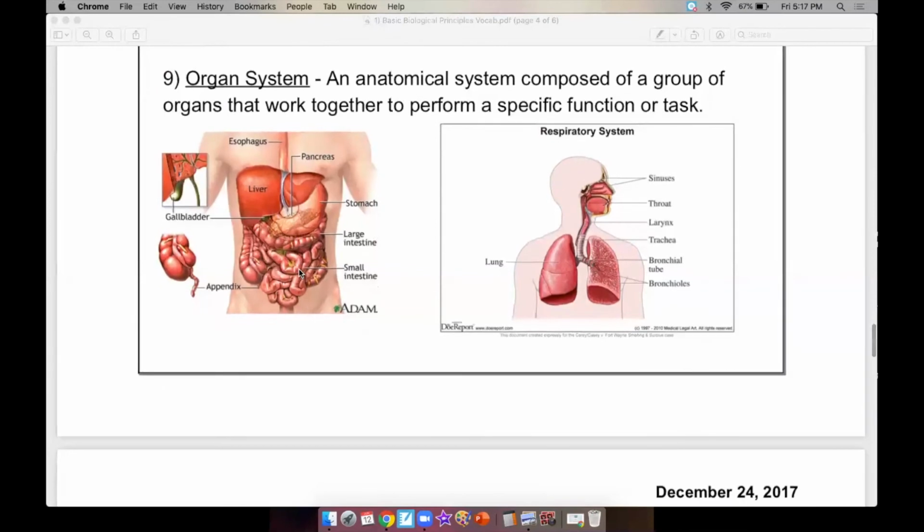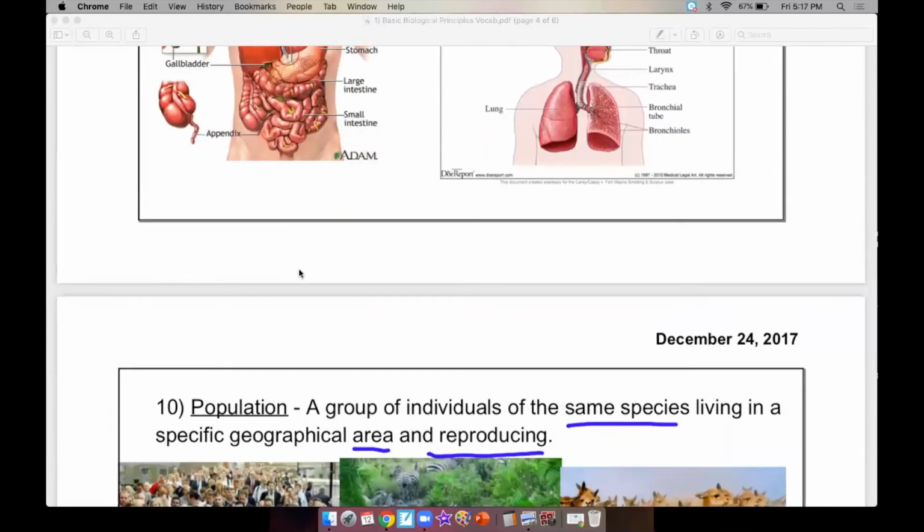Right? Then if you get a bunch of organ systems together, you get an organism. That is a word I expect you already to know, so it's not on this list. All right, I expect you to know what an organism is. You are an organism made up of a bunch of organ systems.